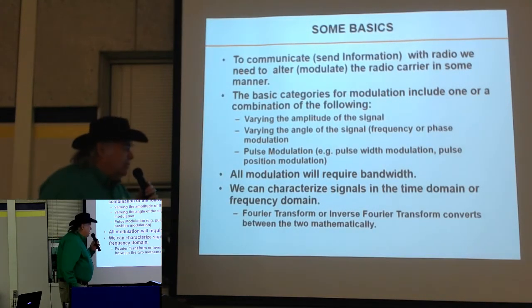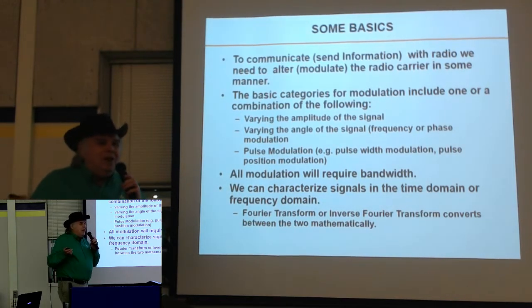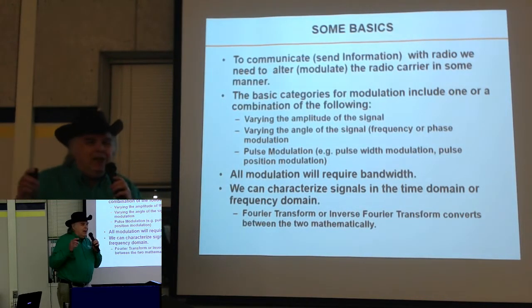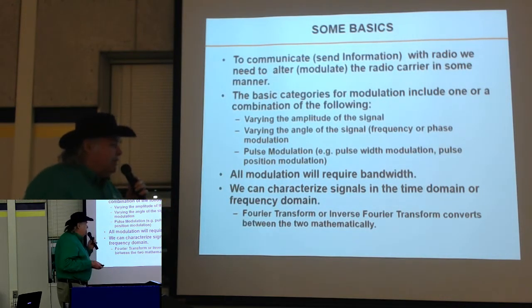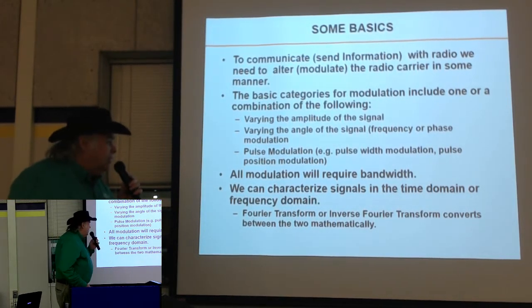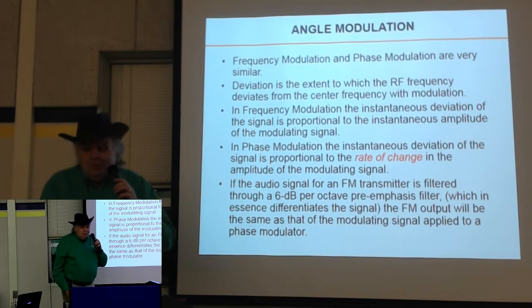Also, when we look at signals, we can look at them in two ways: in the time domain or the frequency domain. If you're looking at an oscilloscope, you're looking at a signal in the time domain, how it varies with time. If I go to a spectrum analyzer, I can see how the signal looks in terms of frequency. You can mathematically transform between the two using something called a Fourier transform that was invented back in the 1700s. So let's talk a little bit about angle modulation real quick.